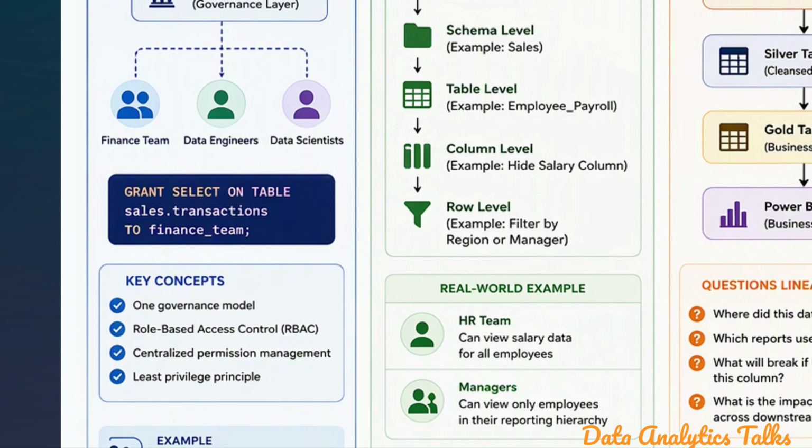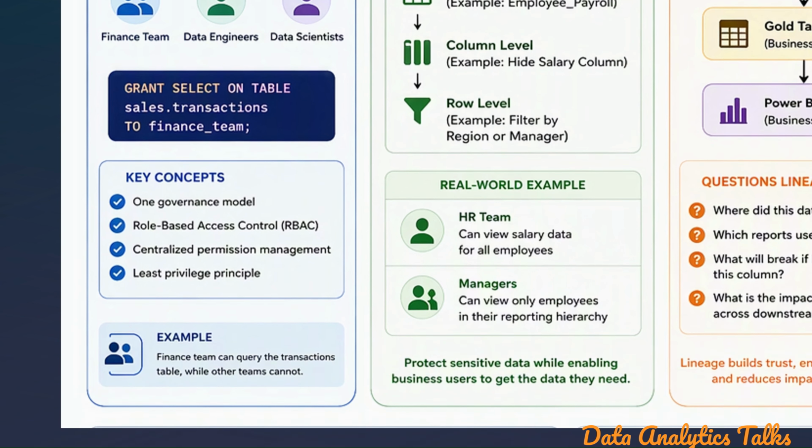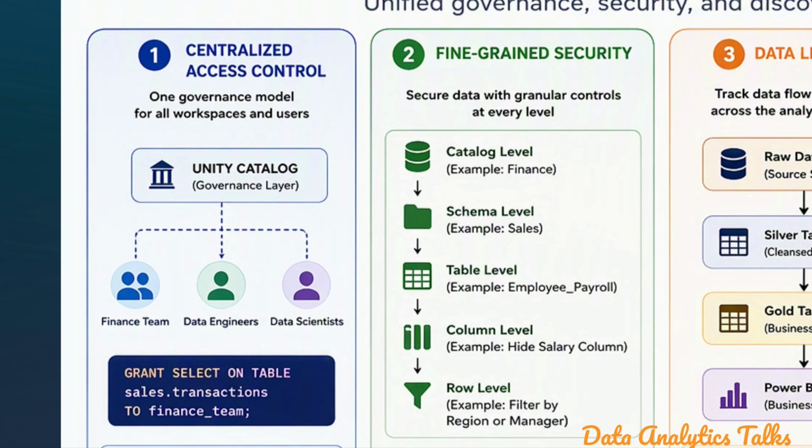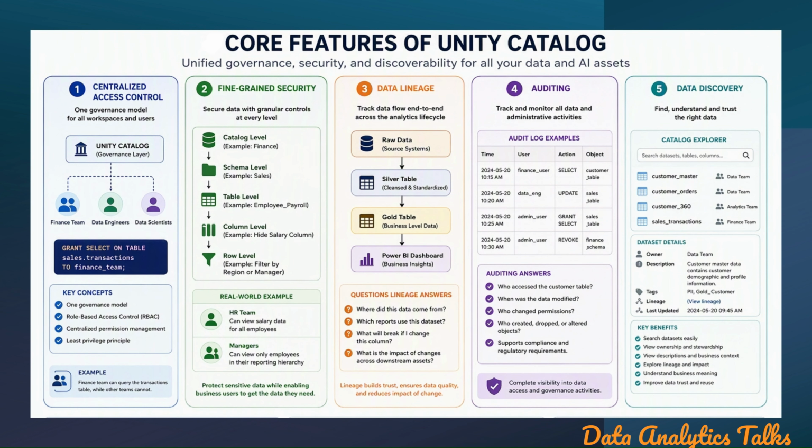What's the key concept here? The key concept is one governance model, role-based access control, RBAC, centralized permission management, and the least privilege principle. As an example, we see the finance team can query the transaction table while other teams cannot. So, first and foremost, it was nothing but centralized access control.